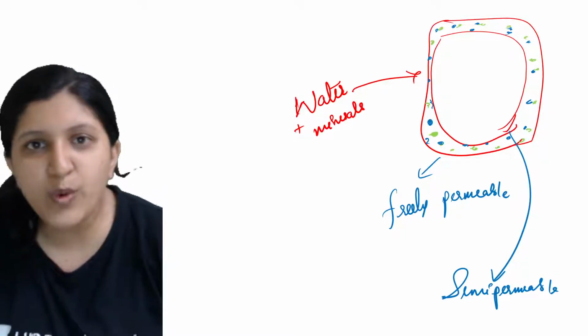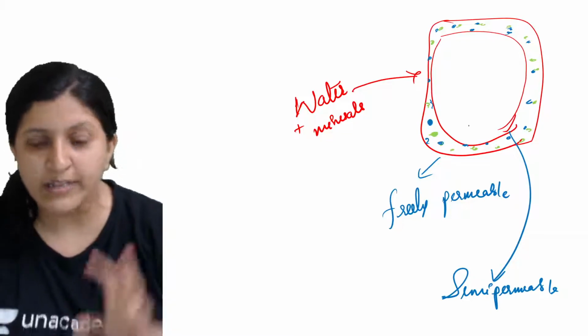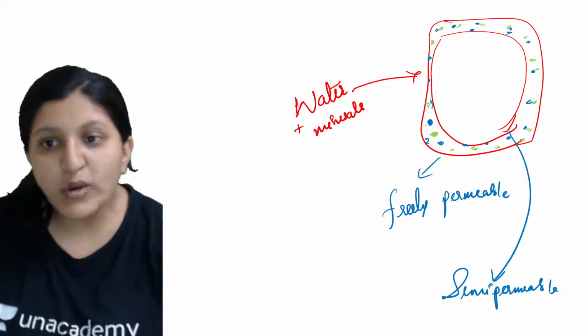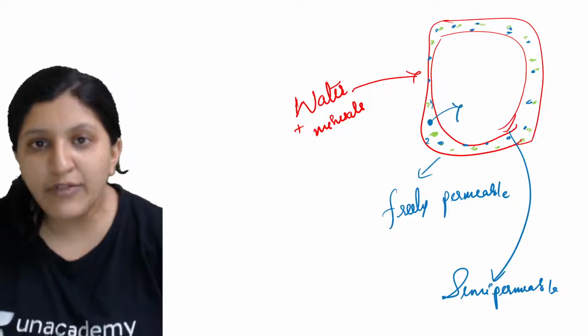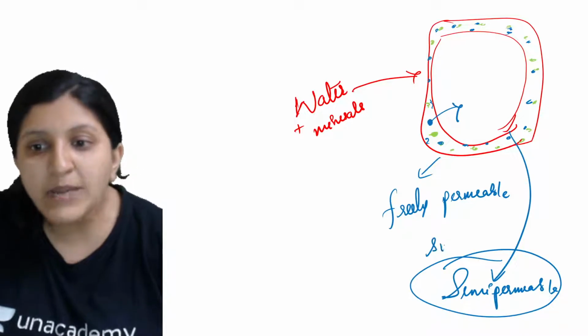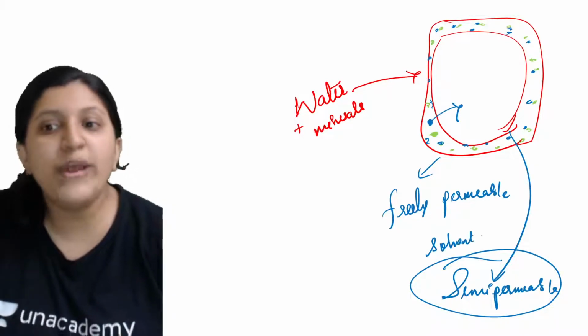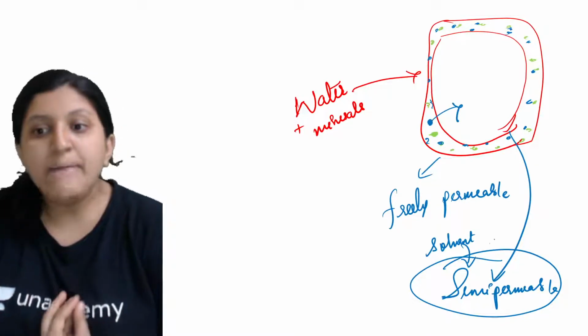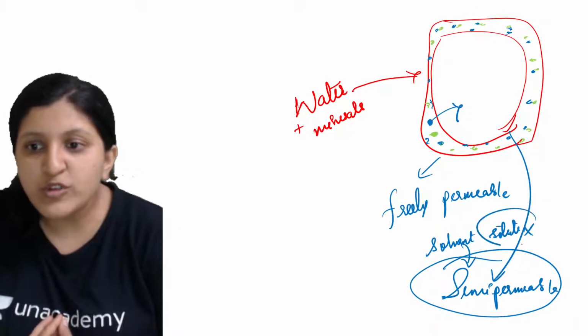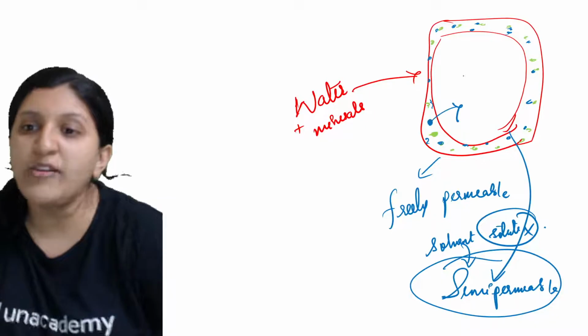You can see this blue one: these are water and these are minerals. Minerals will remain in here, but water is freely allowed inside. That is why we call it semi-permeable. That means it allows the solvent to move in freely, but the solute is not allowed to move in freely. So solute is not allowed, but the solvent can move in freely.